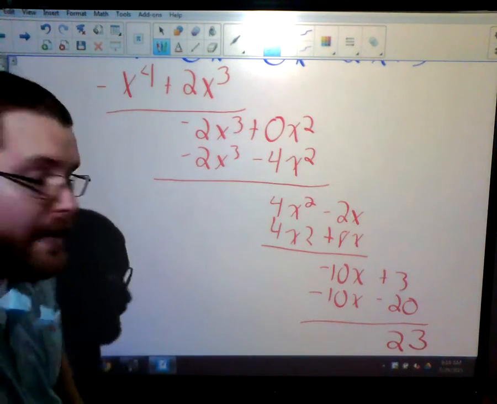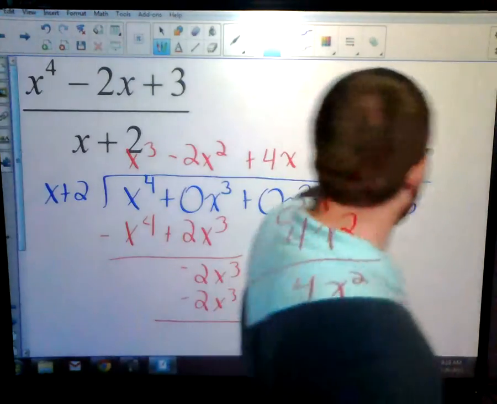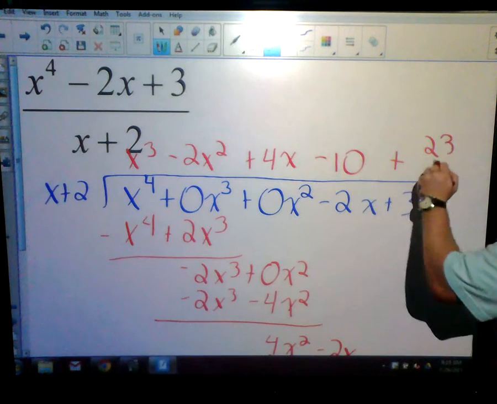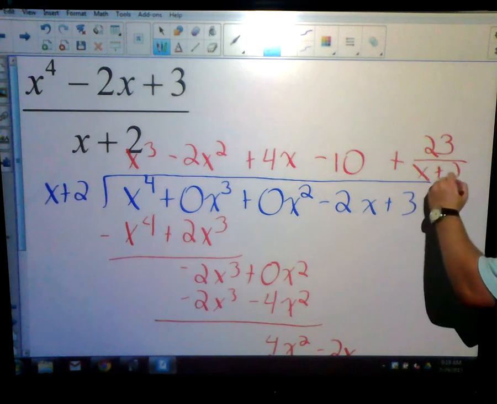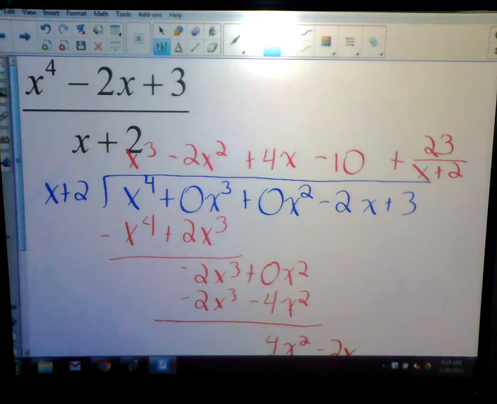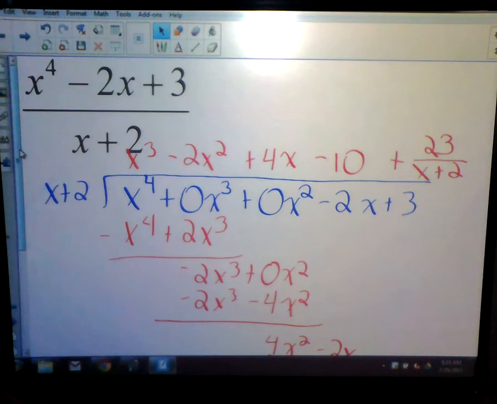I don't want to put remainder 23 in this problem. I want to put plus 23 divided by, what did I divide by? X plus 2. So that's my answer. X cubed minus 2x squared plus 4x minus 11 plus 23 over x plus 2.